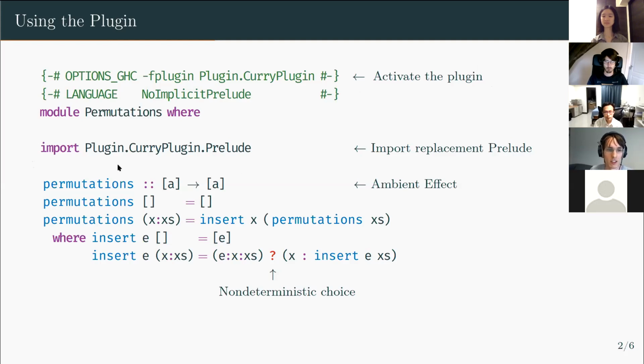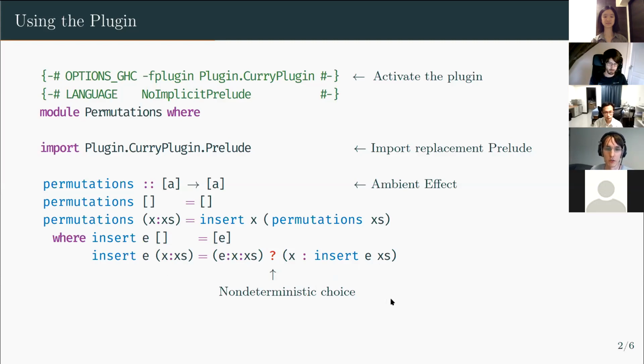Using all this, we can, for example, implement a function that computes all permutations of a given input list by repeatedly inserting all elements non-deterministically. That's what this insert function does here. It takes an element E and some list, and then it has this question mark operator here, which is a non-deterministic choice between its left and right argument. And so we insert it at each possible position in our original list. This gives us all the permutations of our input list.